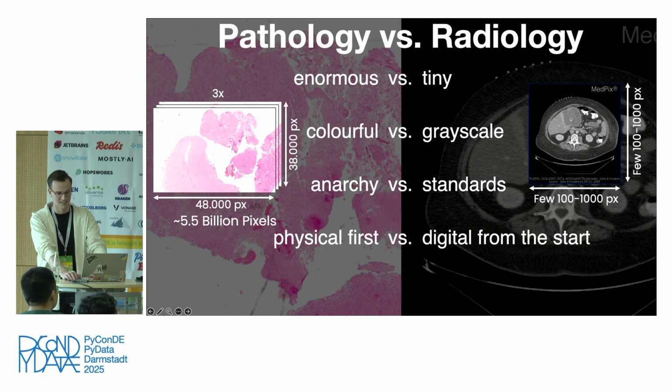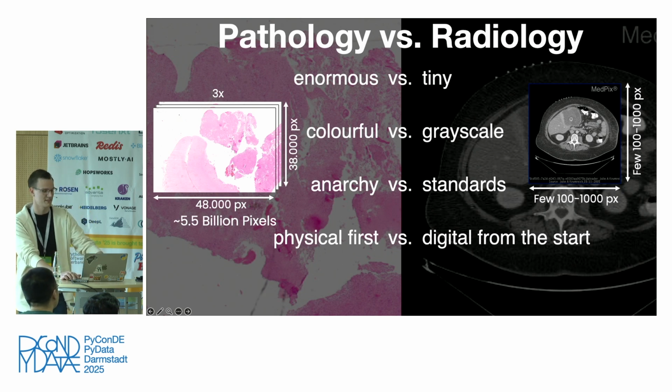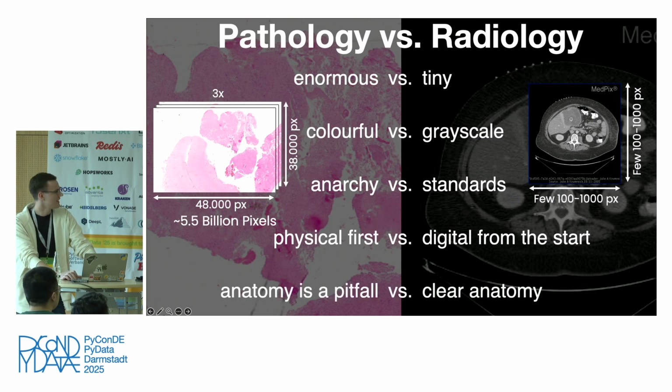The biggest problem is most likely the physical first approach. So in pathology, of course, we have this tissue, we stain it, we cut it very, very tiny, so it breaks easily, there are folds in there. We introduce a bunch of artifacts only because it's physical, while in radiology, we basically directly process the signal to some digital format. And in pathology, the anatomy is a large pitfall.